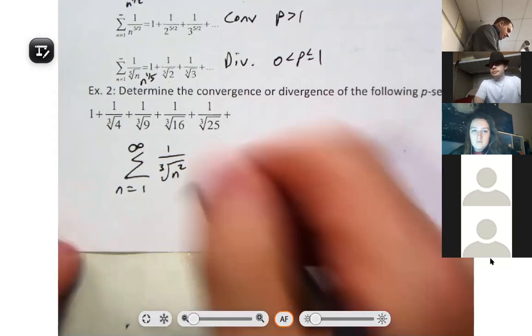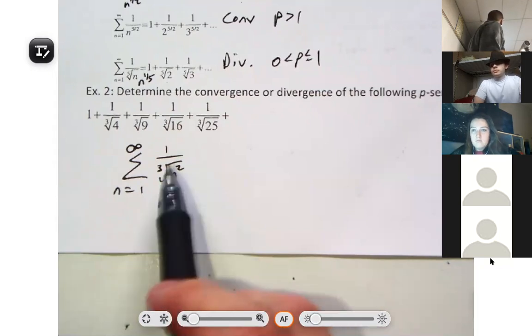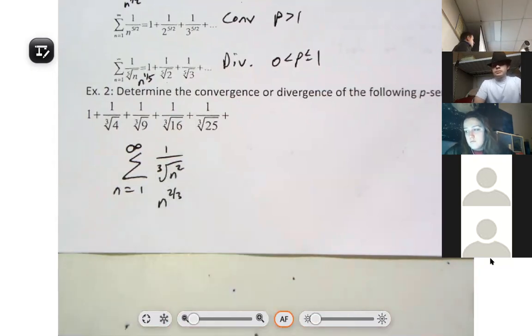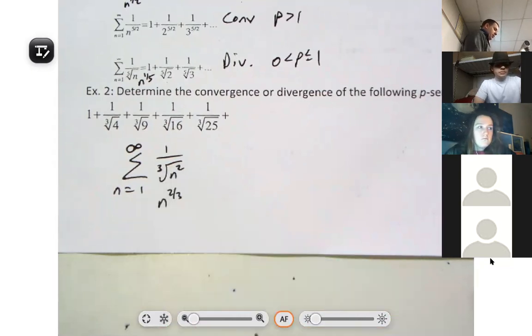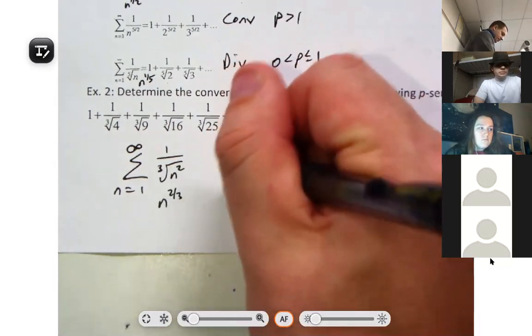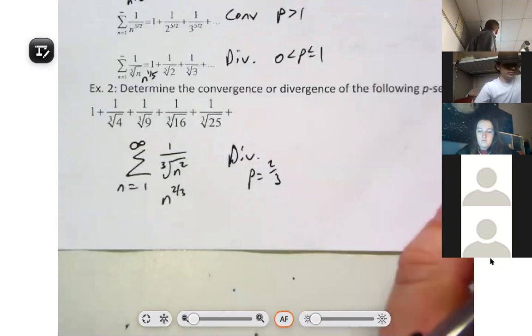Anyway, so this is n to the 2/3. Remember, it's power over root. Don't mix that, because then you would get 3/2 and you would say it converges, but it's power over root. So this is the same as n to the 2/3 power. So it diverges. P is 2/3.